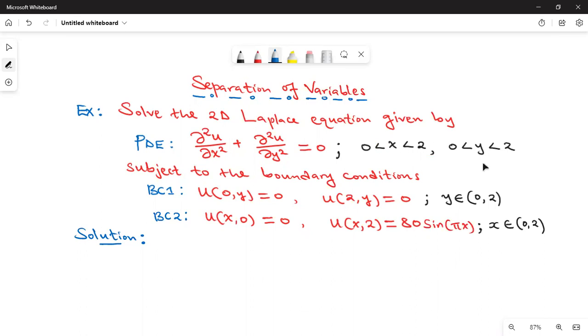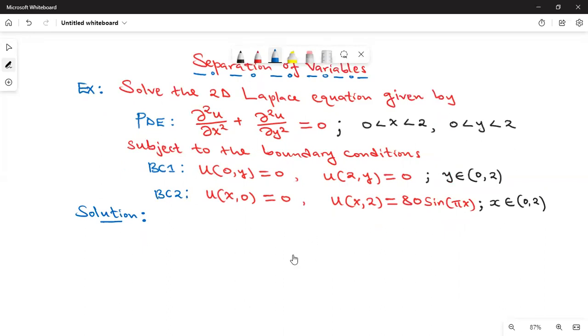That's like a square. Our boundary conditions: when x is equal to 0, the solution should be 0. When x is equal to 2, the solution is 0. When y is equal to 0, our solution is 0. And when y is equal to 2, our solution should be 80 sine pi x. So how do we go about this kind of equation using the method of separation of variables?